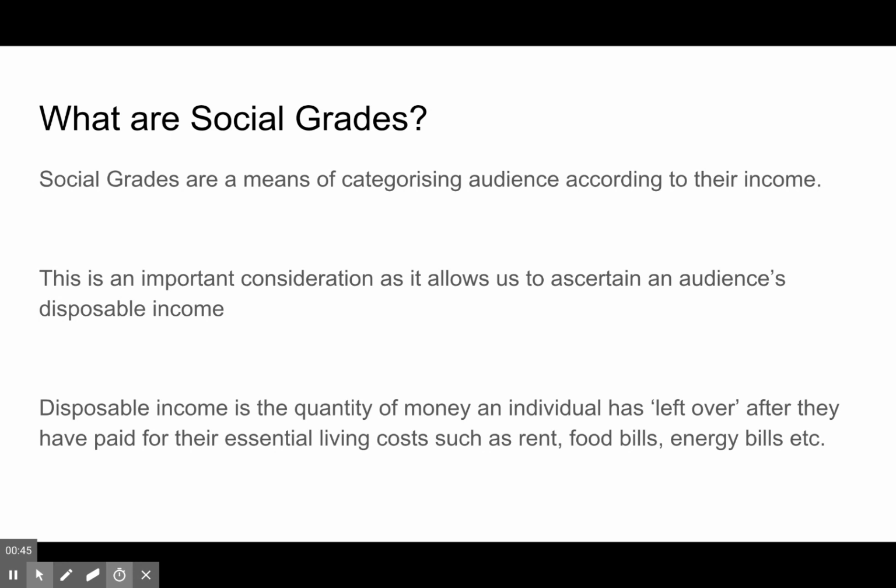So for example, from a particular wage, you might have to pay for rent, food bills, energy bills, stuff that you absolutely need to survive. Once you've spent all that money, you'll have some money left over from your paycheck. That is what is known as your disposable income.